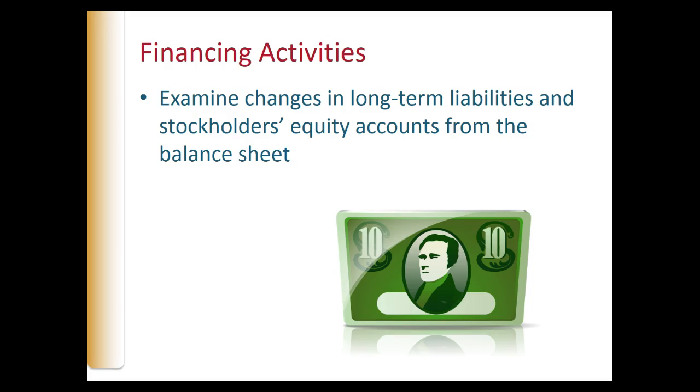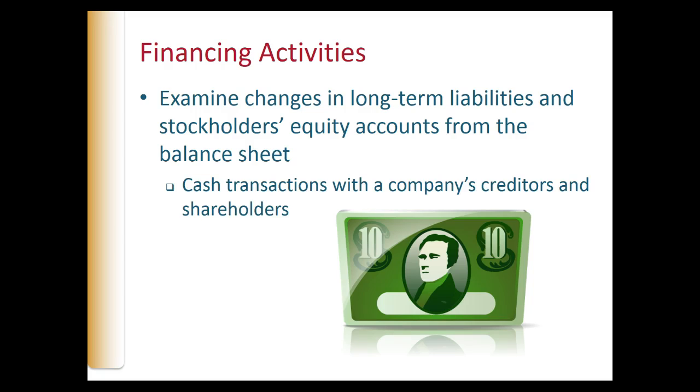Now, the third step in preparing the statement of cash flows is to determine the net cash flows from financing activities. So, to fund its operating and investing activities, companies must rely on some type of external financing from two sources, either from creditors or shareholders. So, cash transactions, which are inflows and outflows with creditors and shareholders, get reported in the financing activities section of the statement of cash flows. We can find a firm's financing activities by looking at changes in long-term liabilities and stockholders' equity accounts from the balance sheet.